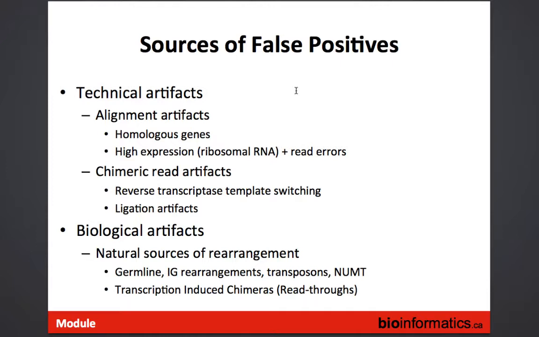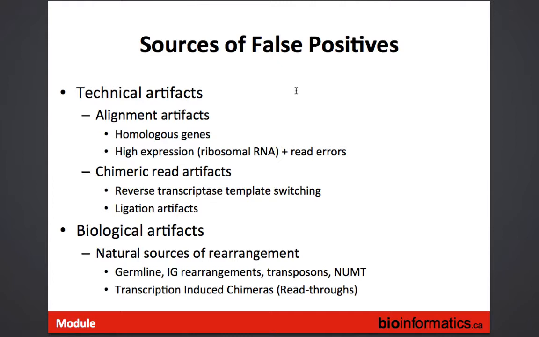So in terms of what kind of false positives we're going to see, there are two ways in which these are produced. One is technical stuff like alignment artifacts, produced when we have homologous sequence and can't precisely align these sequences to the reference genome. The other problem is very high expression of some genes, like ribosomal RNA. A small amount of read errors in sequences from those highly expressed genes will mean they might map somewhere else in the genome and produce artifacts.